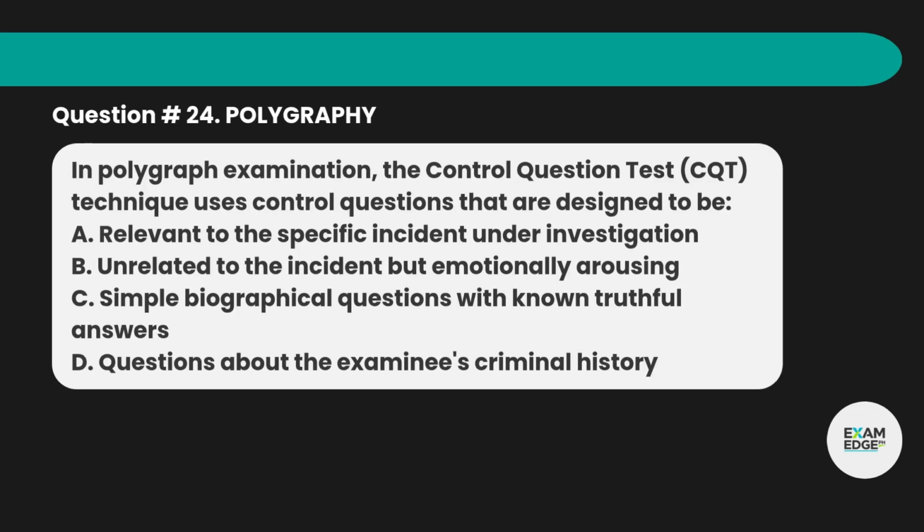Question number 24. Polygraphy. In polygraph examination, the control question test, CQT, technique uses control questions that are designed to be A. Relevant to the specific incident under investigation. B. Unrelated to the incident but emotionally arousing. C. Simple biographical questions with known truthful answers. D. Questions about the examinee's criminal history. Correct answer. B. Unrelated to the incident but emotionally arousing.